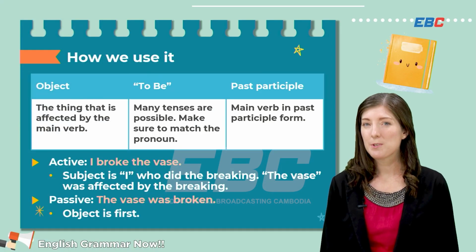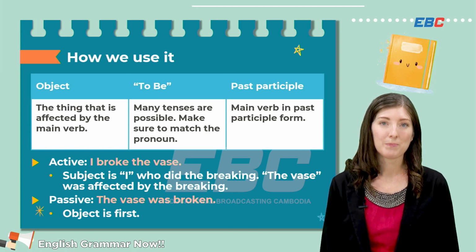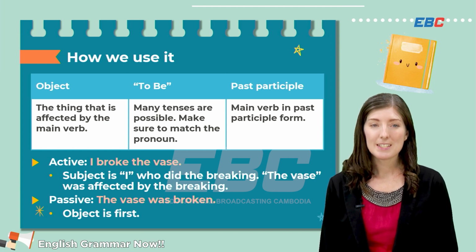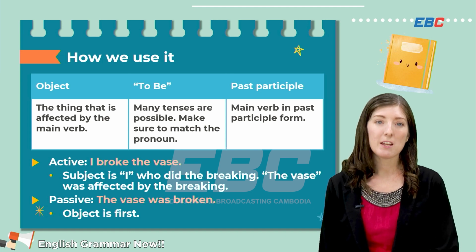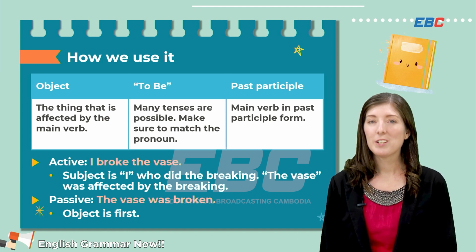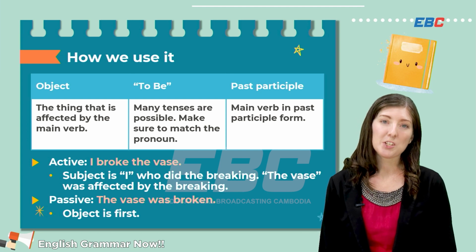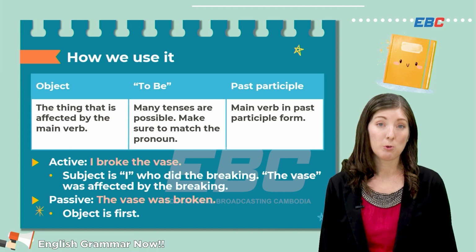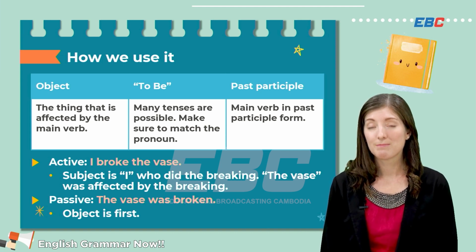So how do we use the passive? We need to take a look at 2 important parts of grammar. First, we need to know what the object is. In a sentence, the object is the thing that is affected by the main verb. Then we need to add in the to be verb. Many tenses are possible for this verb, and we need to make sure we match it with whatever pronoun or whatever object comes before it. If it's plural, we need to use the plural form of to be, for example.